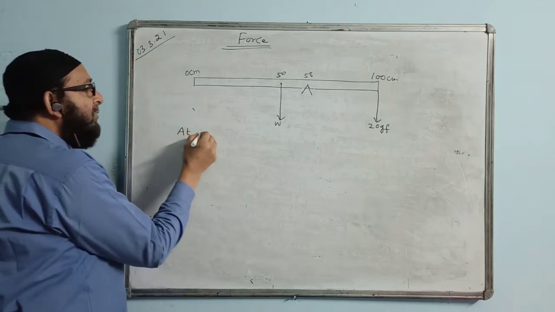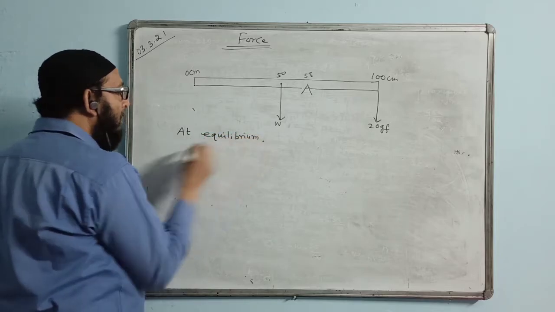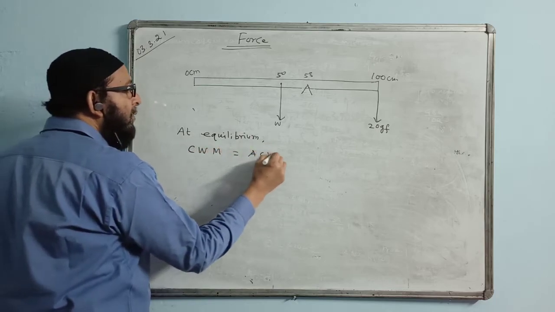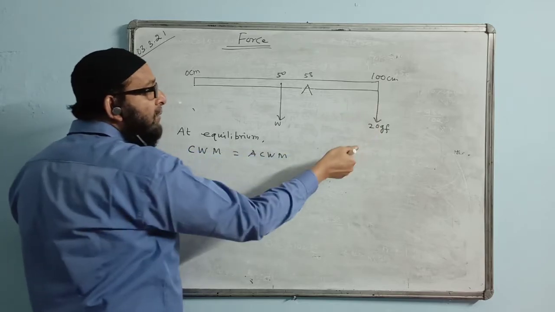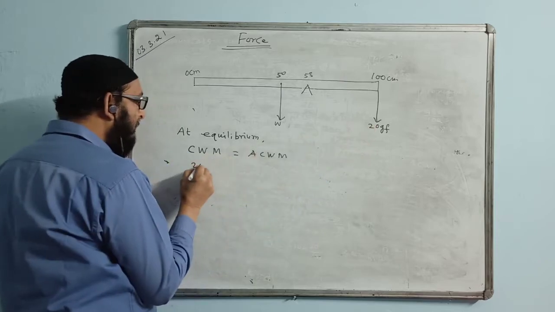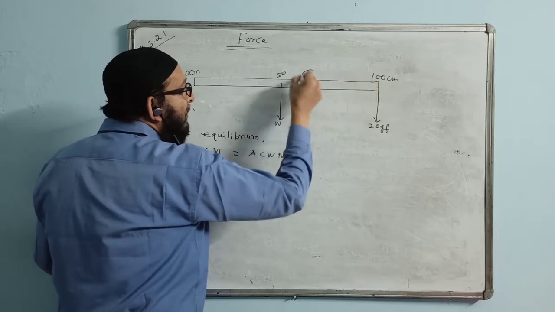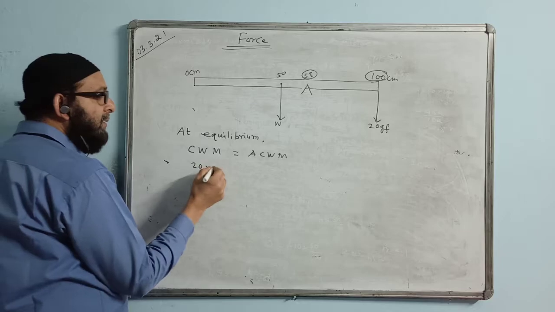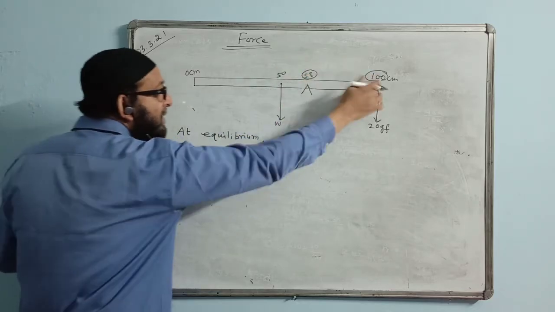Now, since it is balanced right here at equilibrium, we will write this at equilibrium. Clockwise moment is equal to anti-clockwise moment. What is clockwise moment? This side will give clockwise moment, this side will give anti-clockwise moment. Clockwise moment value is 20 into this distance from here till here. How much is the distance coming between 58 and 100? 100 minus 58 will be the distance between them.